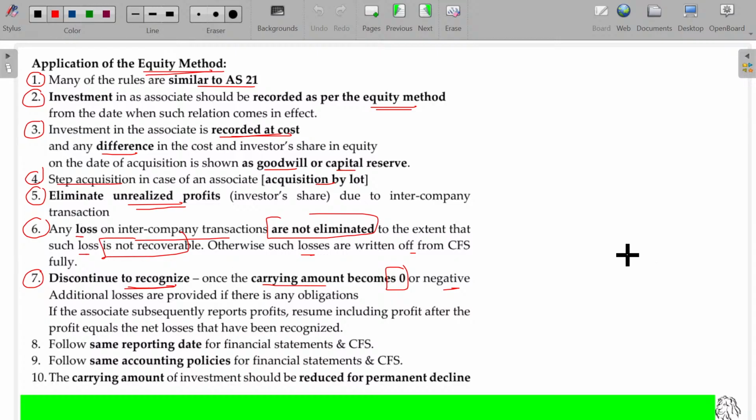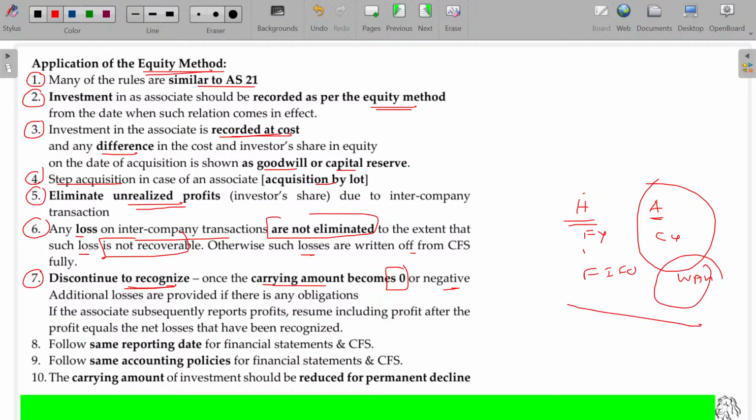Now, while preparing the consolidated financial statement, H company may follow the financial year, and the associate company may follow the calendar year. How can I integrate, sir? To integrate, you can change the information of A as per the financial year. In case of inventory valuation, we have a number of models like FIFO, LIFO, and all. If H Limited follows FIFO and A follows the weighted average method, then you can convert this into FIFO and then merge. See, eighth point: follow the same reporting date for financial statements and CFS. While preparing CFS as well as a separate financial statement, you have to follow the same financial year for H as well as A, and then you can merge.